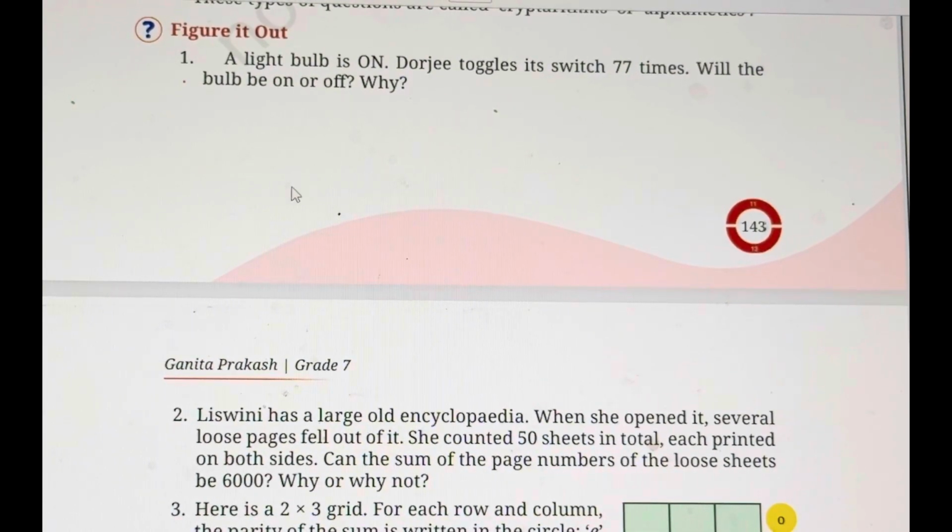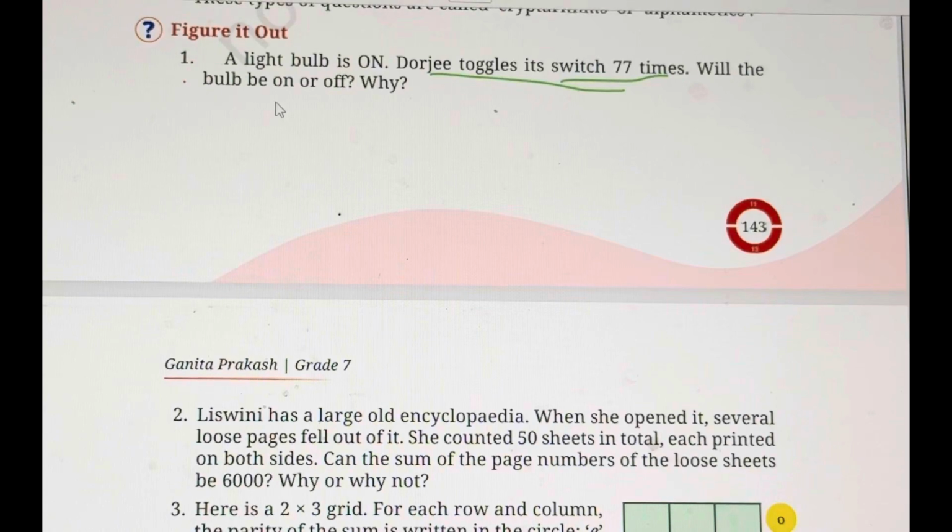A light bulb is on, right? And Dorji toggles its switch 77 times. You know the meaning of toggling. The word toggle means he is playing with the switch, putting it on, off like that. And how many times did he do that? 77 times. Now will the bulb be on or off? And give the reason.